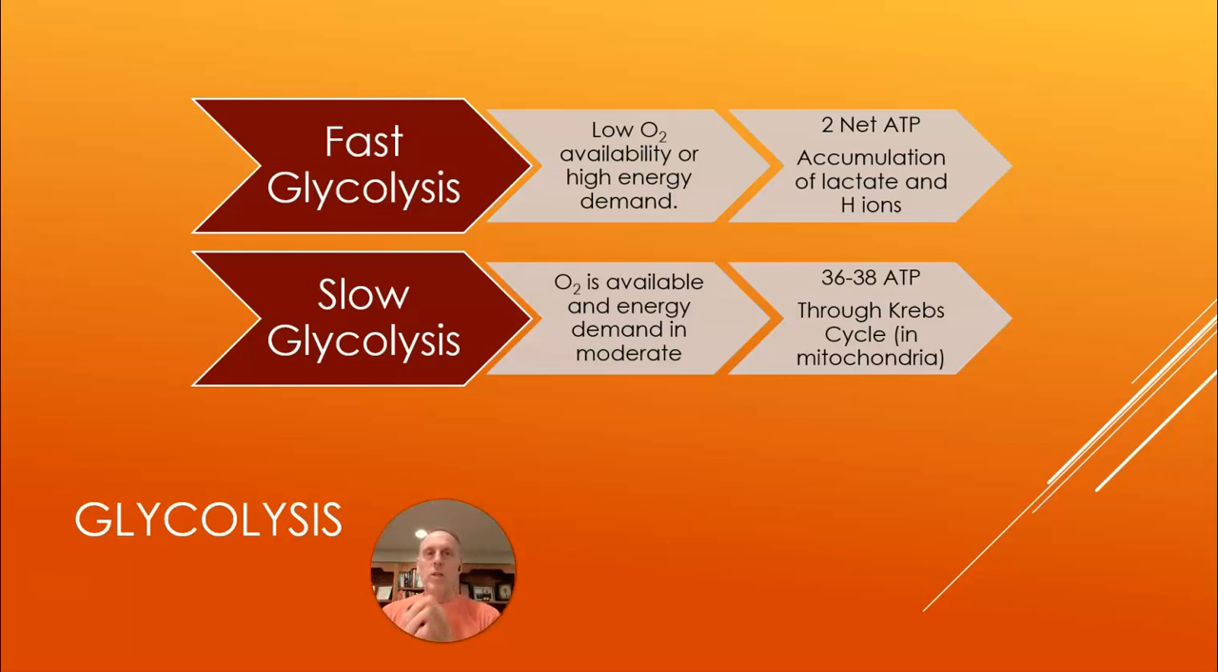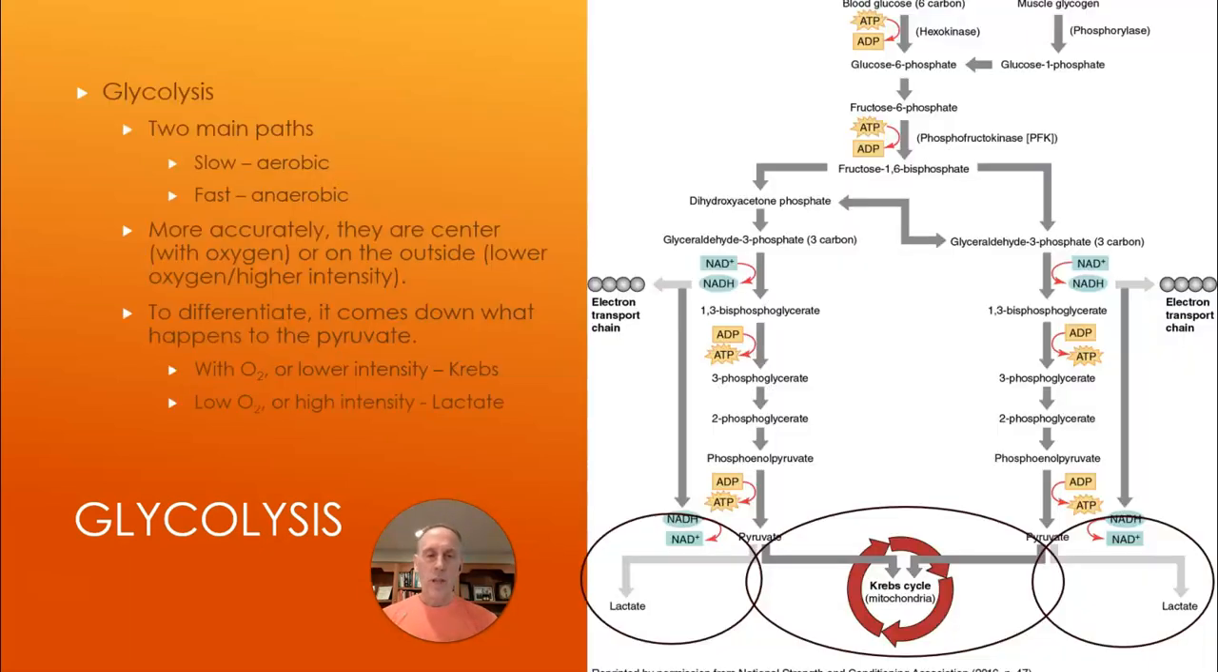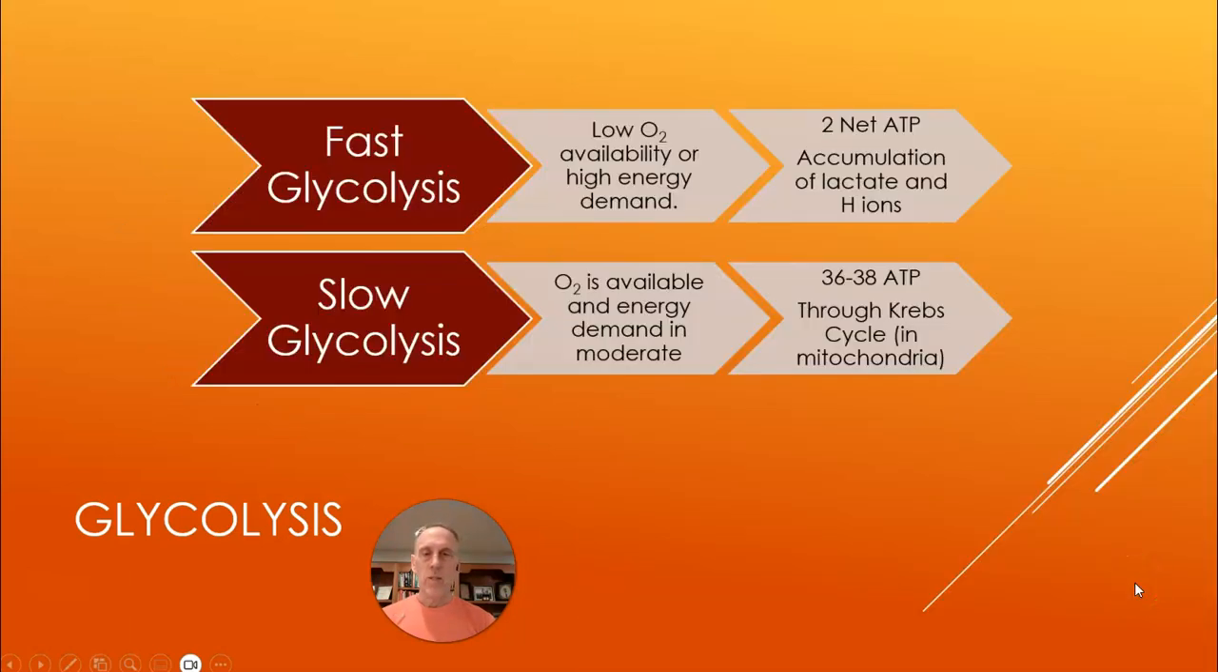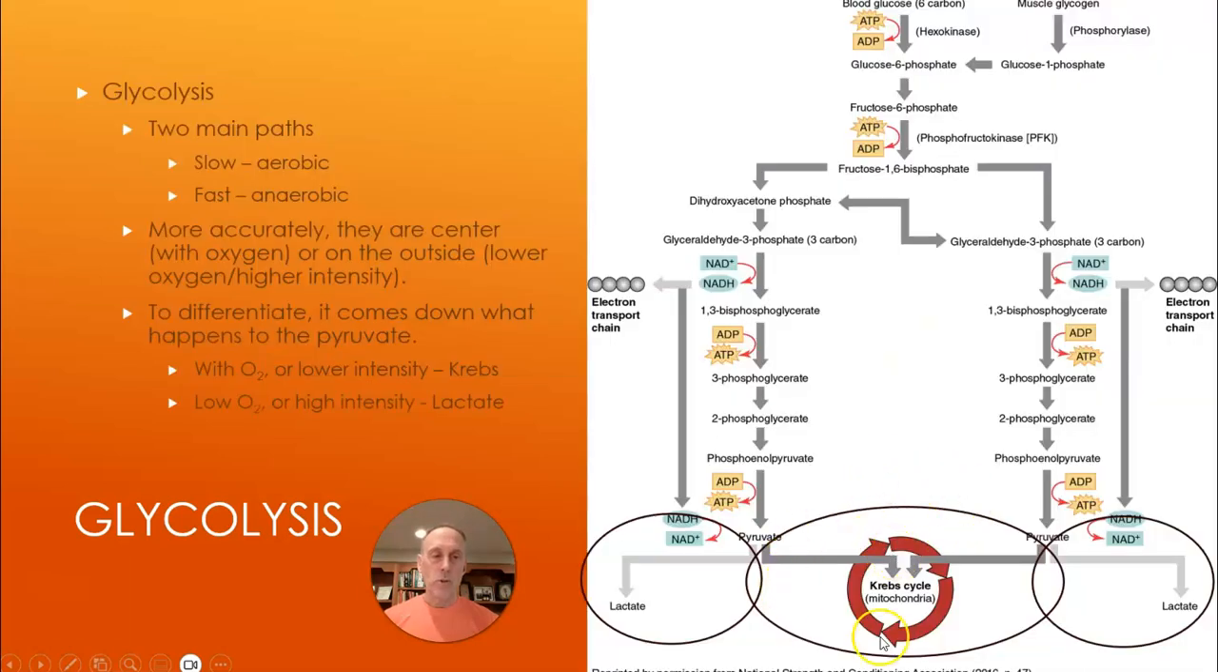So here's how you can break it out. Fast glycolysis: there's low O2 availability, or a very high energy demand. You'll end up with 2 net ATP, and an accumulation of lactate and hydrogen ions. That would be over here to the left and the right, where you have lactate. Now take this back over here: slow glycolysis, O2 is available and the energy demand is more moderate, so you end up with 36 to 38 net ATP through the Krebs cycle in the mitochondria. That's the middle circle here.